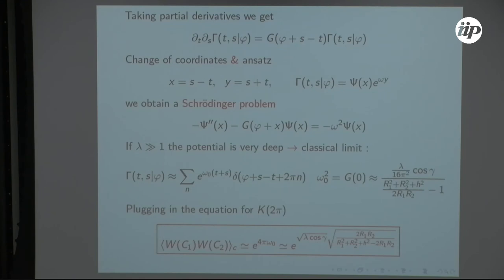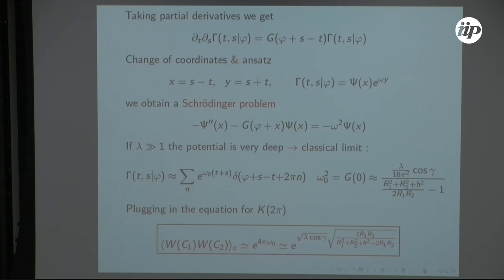So with this very simple solution in the classical limit, you go to the equations of K, you evaluate it in 2 pi, and you get this prediction for the ladder contribution. Moreover, in this limit, you not only simplify the problem, but you also argue that the ladders should be the dominant contribution. So this is a prediction for what the connected correlator should be in this ladders limit.